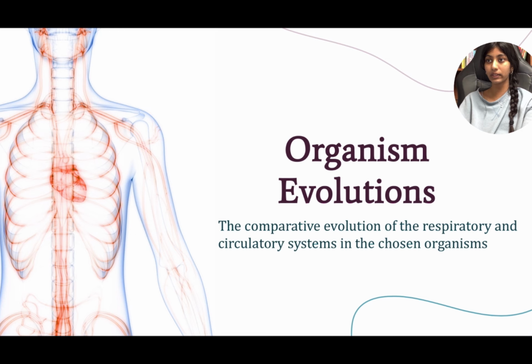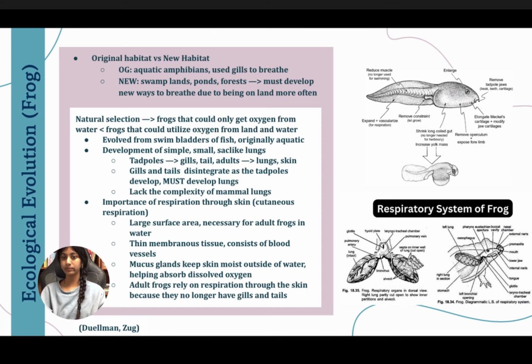We also decided it would be beneficial to compare the evolution of the respiratory and circulatory systems of the organisms that we decided to dissect, as well as how they adapted to their environment as the environment changed over the years. The first organism we dissected was the frog. Originally, frogs were fully aquatic amphibians, meaning they only lived in the water. Their primary source of respiration were their gills.